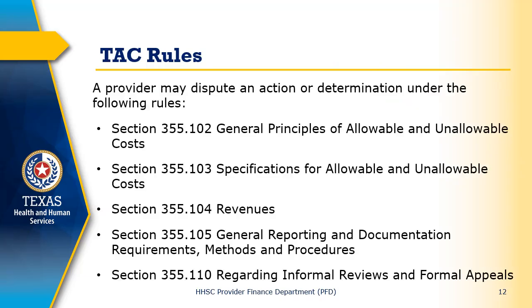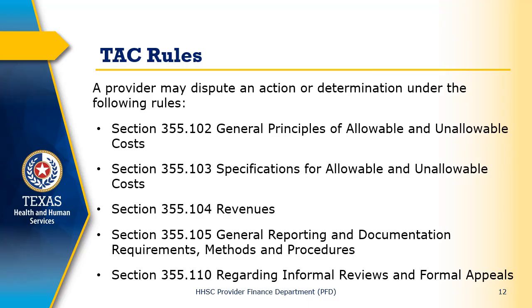The following Texas administrative codes provide additional information to support the informal review process. A provider may dispute an action or determination under the following rules. Section 355.102, General Principles of Allowable and Unallowable Costs. Section 355.103, Specifications for Allowable and Unallowable Costs.